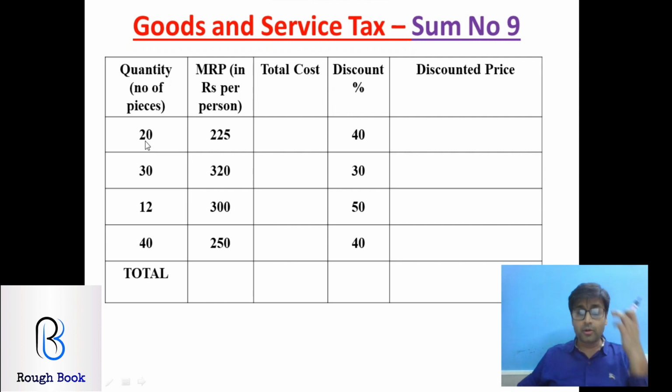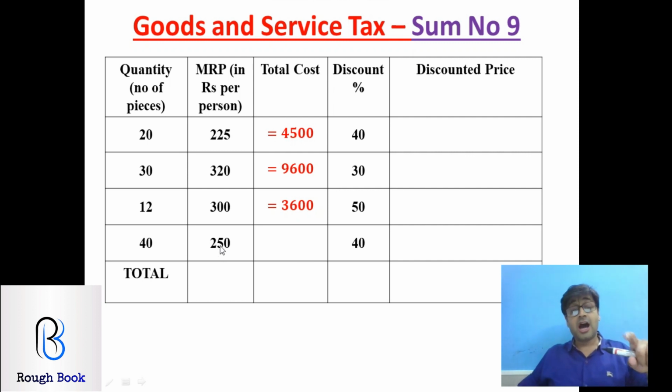225 into 2, common sense, mental math, 450 and one more zero, so 4500. Correct? Brilliant. Go for the next one. 32 into 3, anybody mental math? That's correct, 96 and 2 zeros, so 9600. 12 into 300, that is 3600, all mental math. 4 into 25 is 100 and 2 more zeros, so 10,000. How many got all these by mental math?